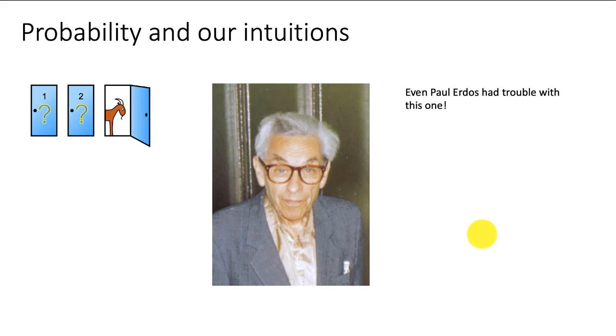If you co-authored a paper with somebody who co-authored a paper with Erdos, then your Erdos number is 2, and so on and so on. So the fact that mathematicians would rate themselves like this indicates how prominent a mathematician Paul Erdos was. And even Paul Erdos had a lot of difficulty understanding this particular problem, in the sense of understanding the correct solution to this Monty Hall problem.